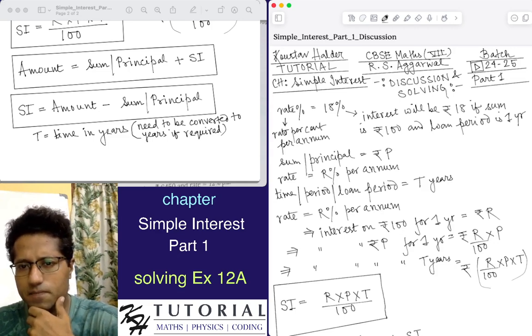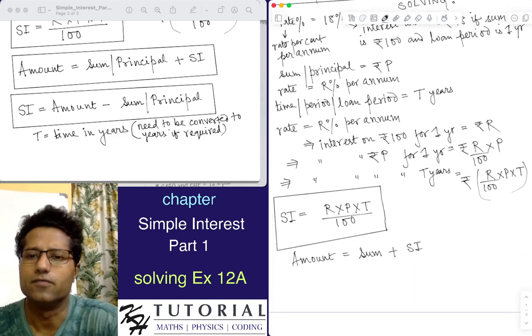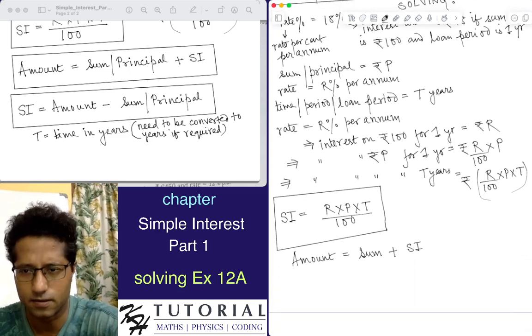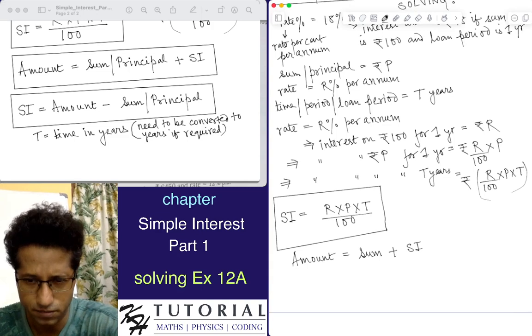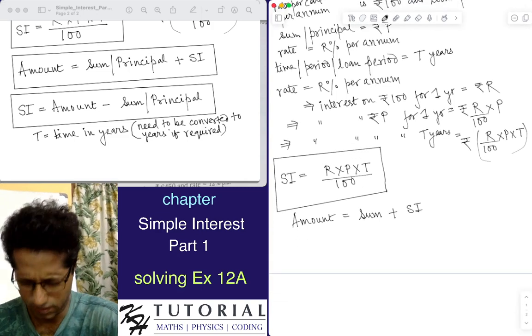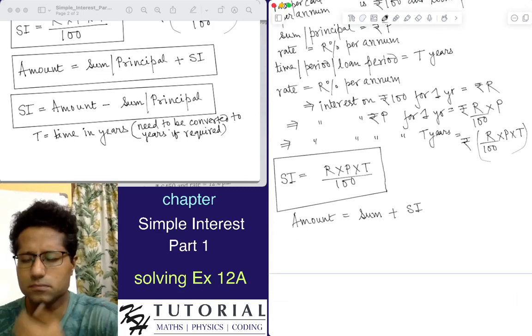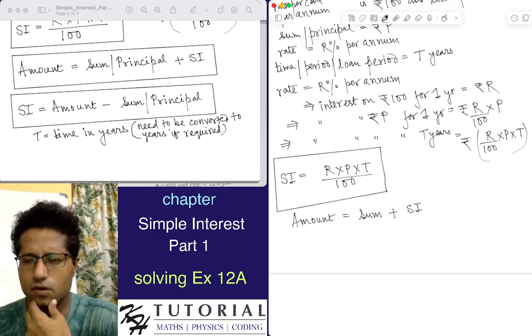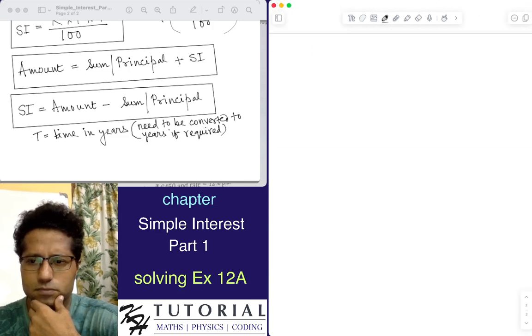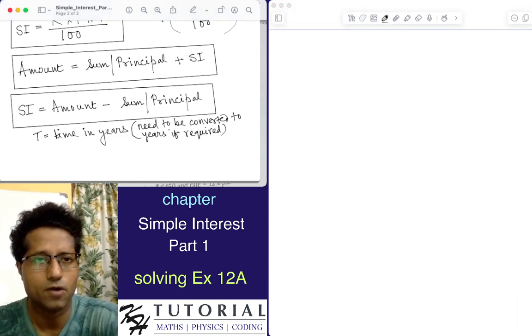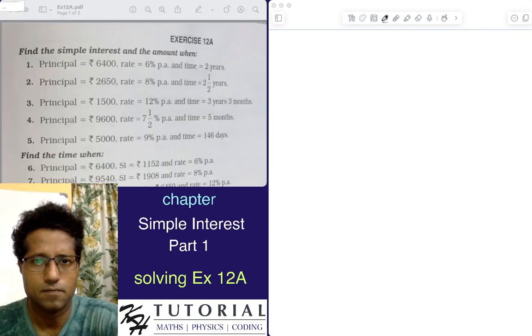So we have T, P, R, and from these we calculate SI. SI stands for simple interest. And once simple interest is computed, we can then find the amount, that is the final amount we have to pay back, that is sum plus simple interest. Okay, so that is all regarding the definitions and theoretical aspect of simple interest. And now let's solve some selected problems from exercise 12A.